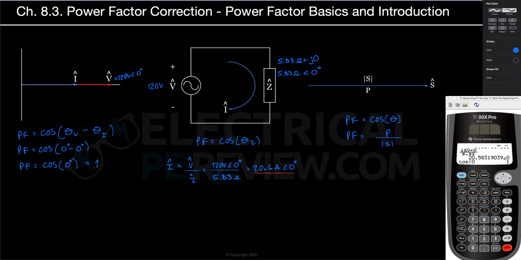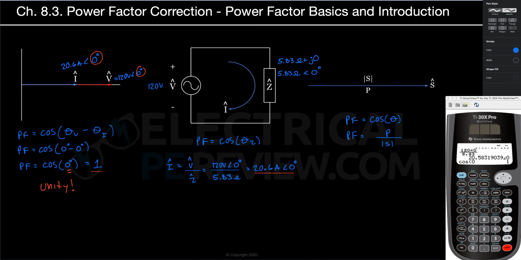So notice our current is 20.6 amps at 0 degrees. Our voltage is 120 volts at 0 degrees. Both of them have an angle of 0 degrees, right? Our displacement is 0, right? Theta v minus theta I is 0. That means both our current and our voltage are completely in phase, which gives us a power factor of 1, also known as a power factor of unity.